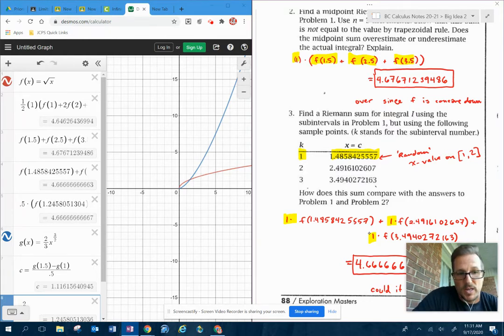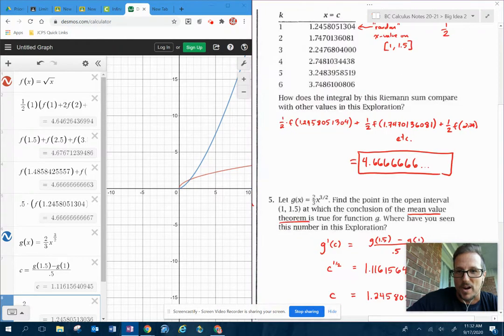And over here in Desmos, I have calculated that to be 4 point lots of 6s. Now, could that be truly the exact area under the curve? Because that's right in between those first 2 values that we got. So maybe these values aren't necessarily random. All right, let's keep going.